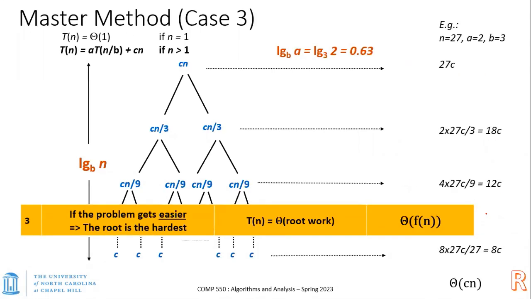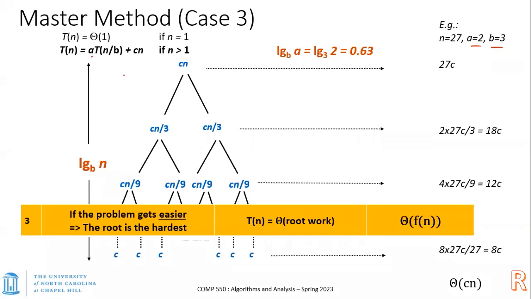The third case was where the problem becomes easier. Okay, and this was given by an example: a is equal to 2 and b is equal to 3, where you're dividing it up into two subproblems, but each one of them is 1/3 the size of the original problem.